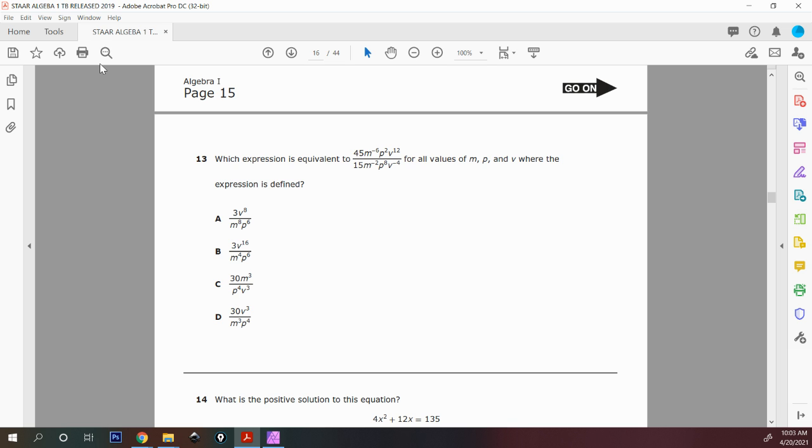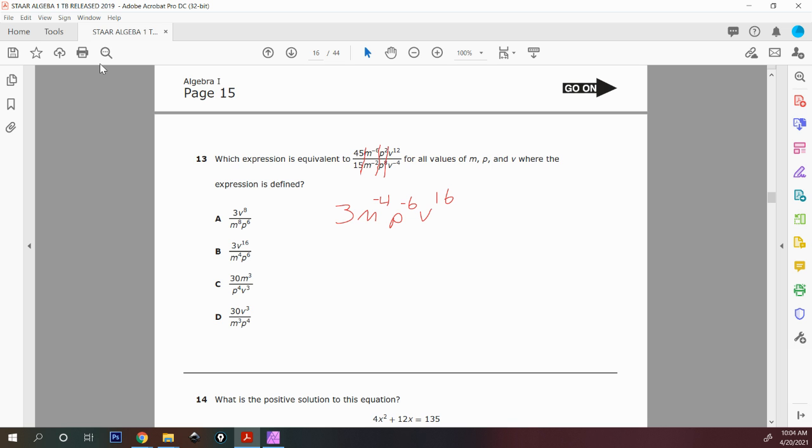All right, we've got this expression, and it wants us to simplify. So I'm going to divide this up into different parts. We've got our numbers, our m's, our p's, and our v's. Well, the numbers are just going to get divided. So 45 divided by 15, that would be 3. And then the exponents get subtracted. So negative 6 minus negative 2 would be the same thing as negative 6 plus 2. So that gives me negative 4. Then the p's, 2 minus 8, gives me negative 6. And then the v's, 12 minus negative 4, gives me positive 16.